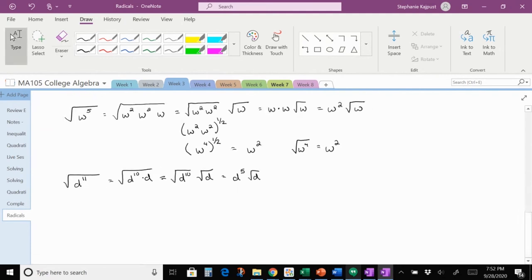So likewise, if I had cubed roots, I'd want to group in things that I can divide by 3. If I had the cubed root of w to the 5th, I need to group it into something that's 3 and then whatever is left over. So I would have the cubed root of w cubed times w squared, because in order for that to be 5, when you multiply, you add the exponents. 3 plus 2 is 5. So I basically took 3 of them, and then I had 2 left over.